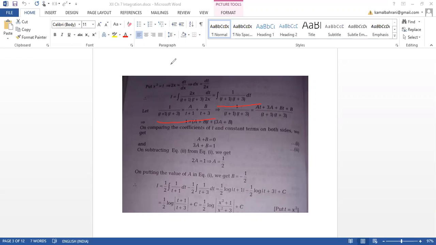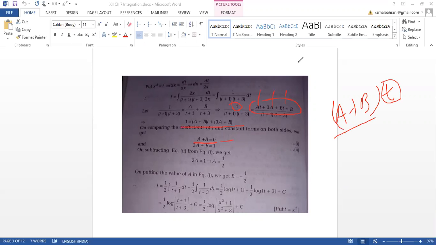While equating the numerator, just see what we are having. 1 is equal to, in the numerator what we are having? We are having 1 and here we are having this value. Now just see the coefficient of t. Coefficient of t is At plus Bt, and on the LHS we are not having any coefficient of t. So we can write A plus B is equal to 0, because At plus Bt is A plus B times t. Now the coefficient of t is 0 on the LHS, so A plus B is equal to 0 will be your first equation.